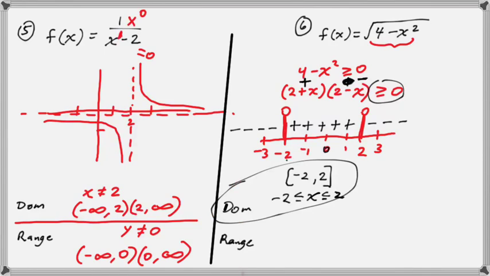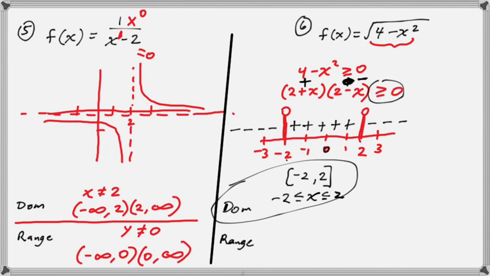Okay, to find the range on number 6, the domain is negative 2 to 2. It includes the endpoints because you can take the square root of 0. Now, if it was 1 over that, you couldn't use the endpoints because it would cause division by 0.